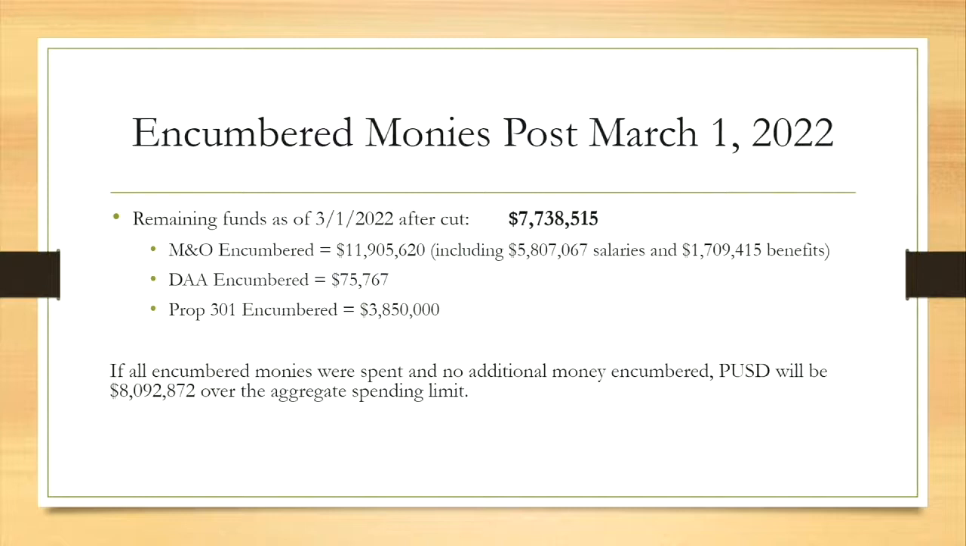If all the encumbered money was spent with no additional POs, no additional anything to DAA or M&O, it will be $8 million over what we can spend, which will be $8 million over that 7.7 million. Or $8 million short, is what you're saying? Yeah.